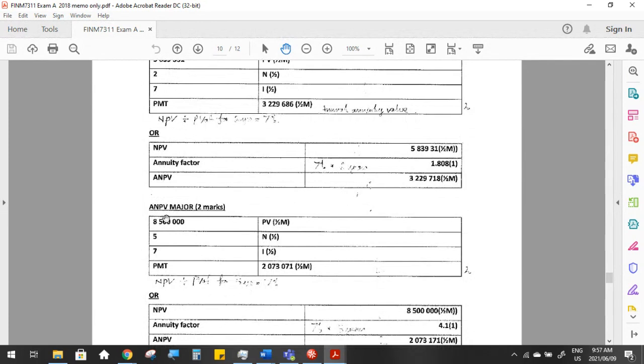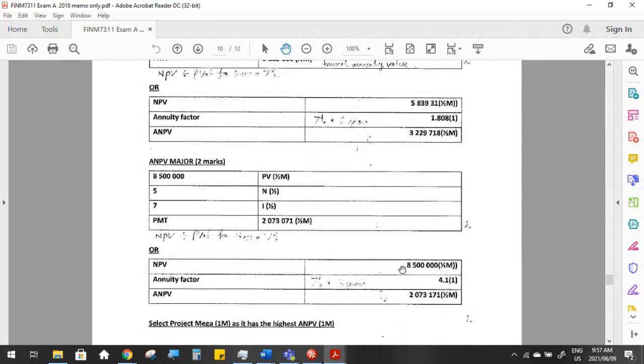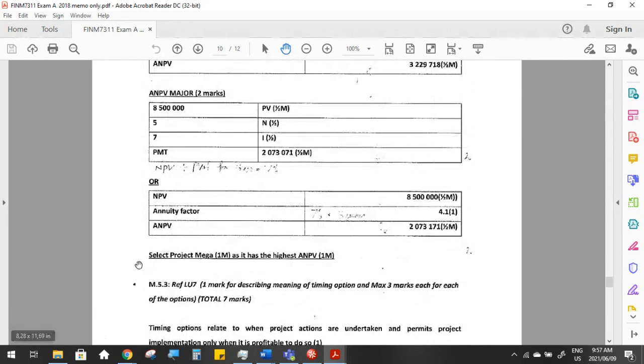And then we do the same thing for Major. They gave us that NPV. We've got to calculate the annuity factor and then compare them. And then you've got to compare the two annualized net present values. So obviously in this case, Mega has got the highest ANPV. And so you can come to the conclusion, select Project Mega for 1 mark. Reason, it's got the highest annualized net present value. So there's 2 marks for your decision there as well.